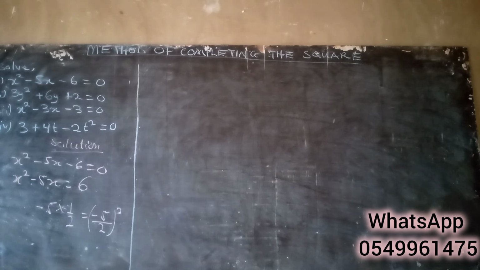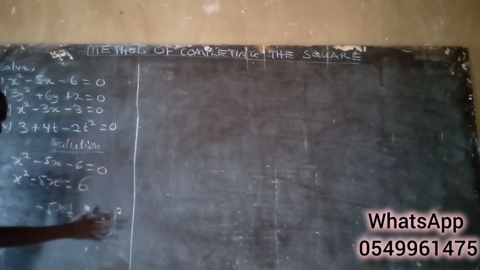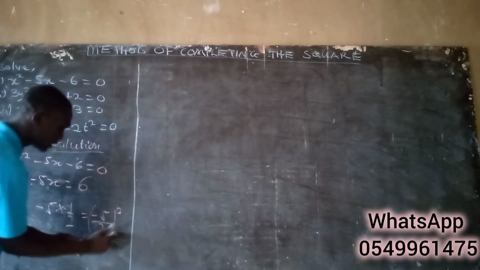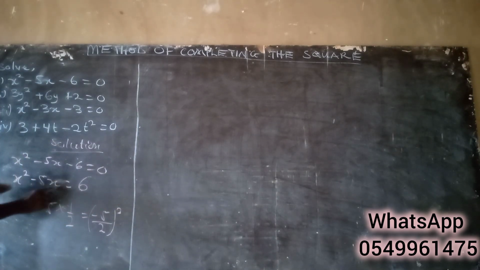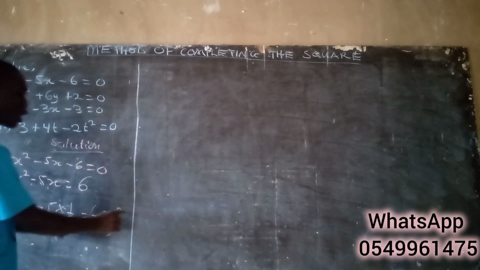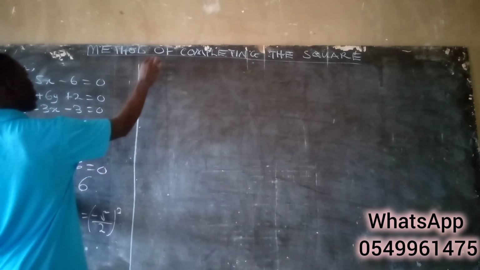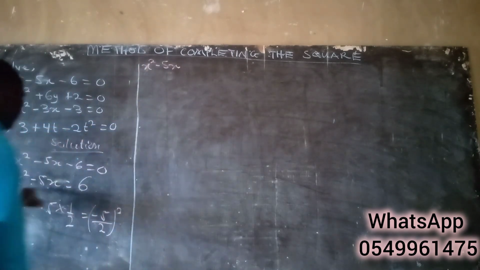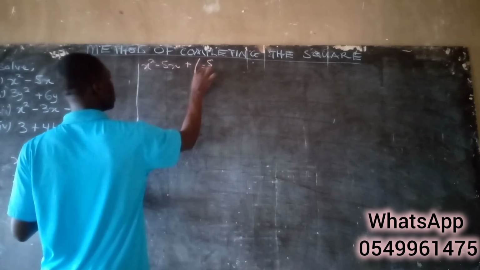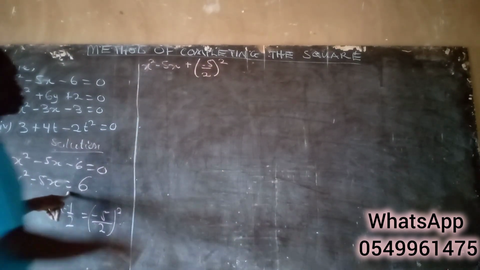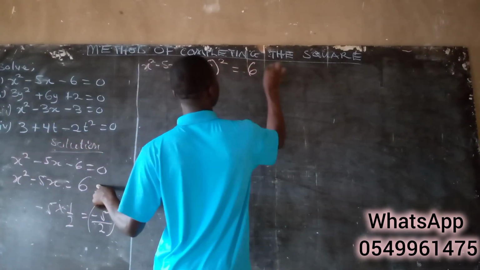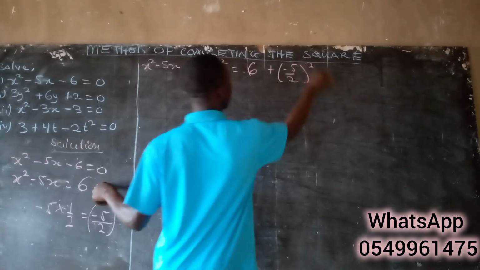Now what you will do next is add this result, negative 5 over 2 squared, to both sides of the equation. So it becomes x squared minus 5x plus negative 5 over 2 all squared is equal to 6 plus negative 5 over 2 all squared.